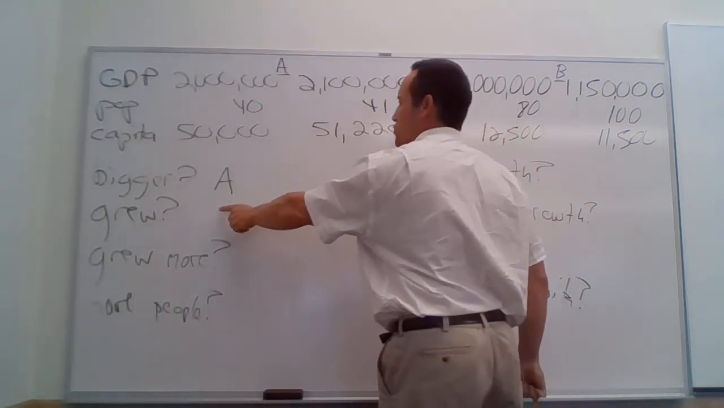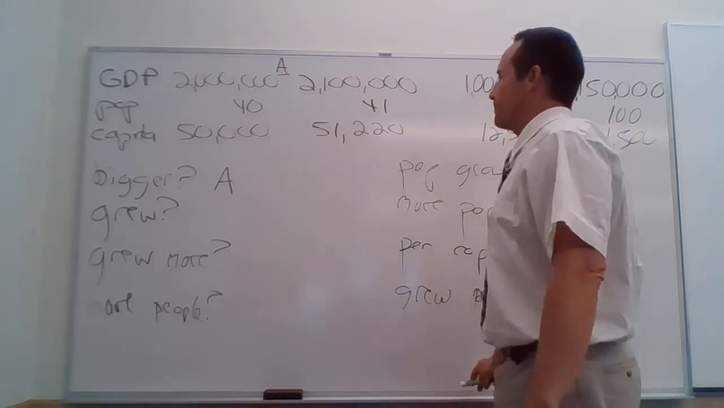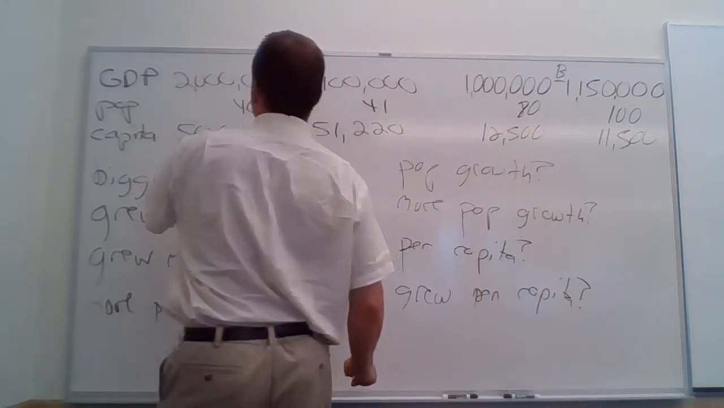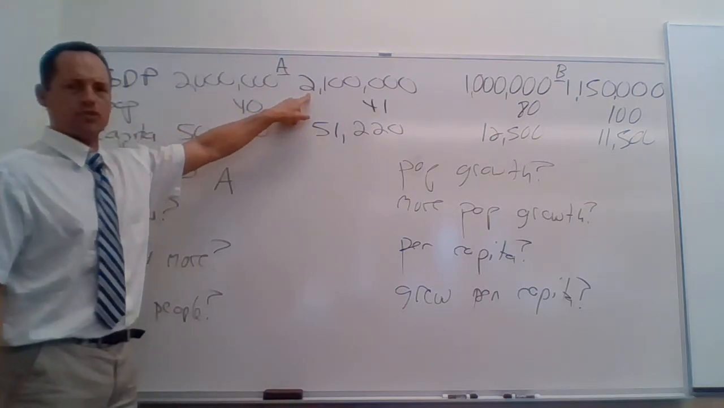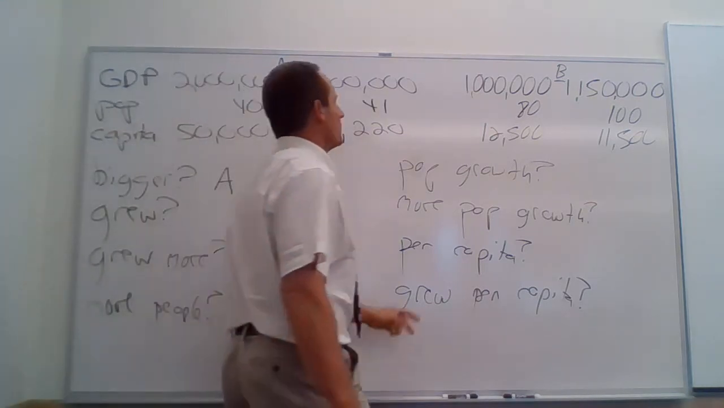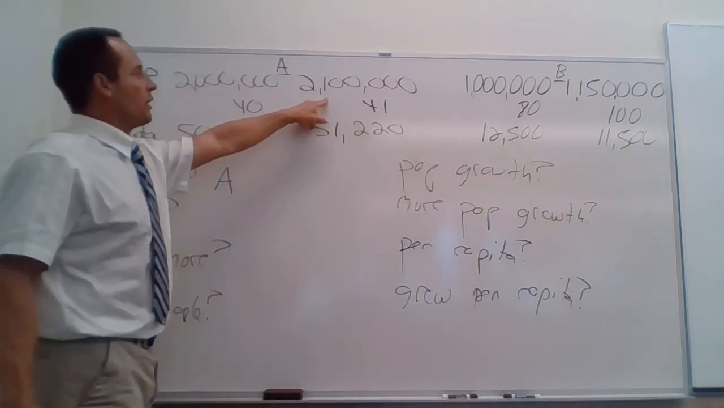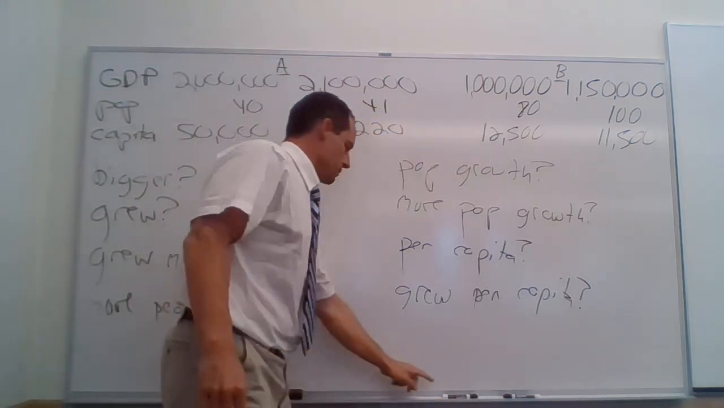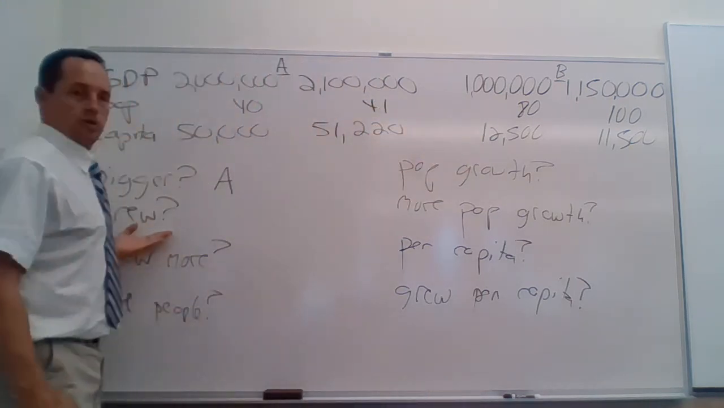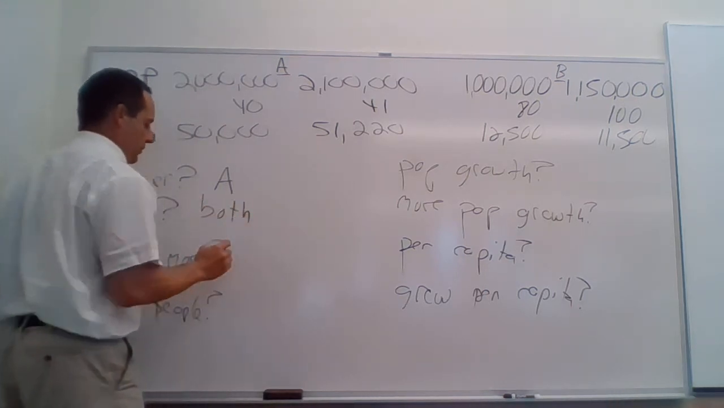The second question is which economy grew? If you look at both of them, economy A grew by what looks like 5%, about $100 billion. Economy B also grew. So if the question is which grew, the answer is both.